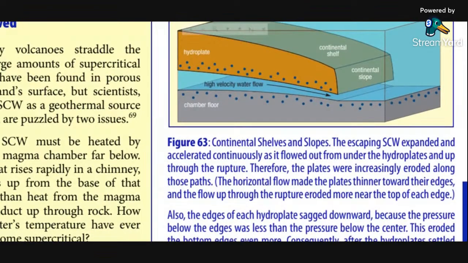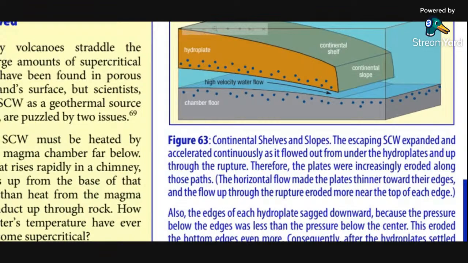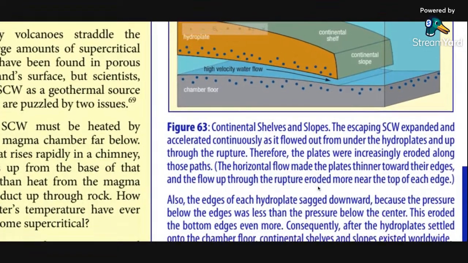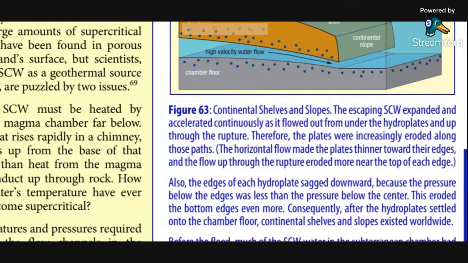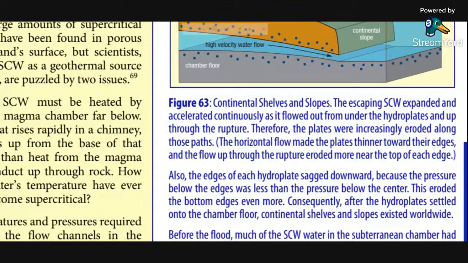Also, the edges of each hydroplate sagged downward because the pressure below the edges was less than the pressure below the center. This eroded the bottom edges even more. Consequently, after the hydroplates settled onto the chamber floor, continental shelves and slopes existed worldwide.